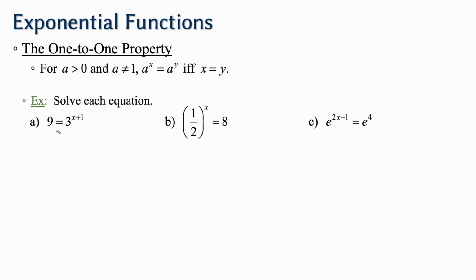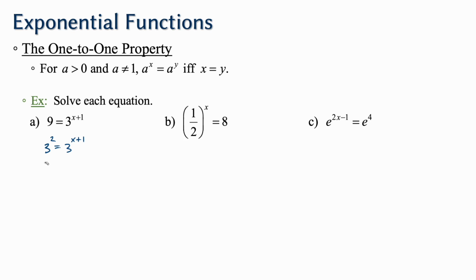So in our first example, we have 9 equals 3 raised to the x plus 1. What you want to do is look at 9 and look at 3 and figure out, is there a common base that you can write it as? Well, when I look at 9 and 3, I know that both of those numbers are powers of 3. 9 is 3 squared, and clearly 3 is 3 to the first power. So I can rewrite 9 as 3 squared. I can leave the other side, since the base is already written as 3, and make it look like this.